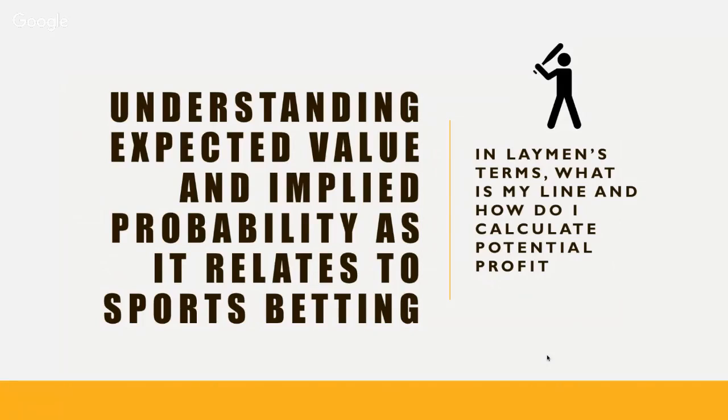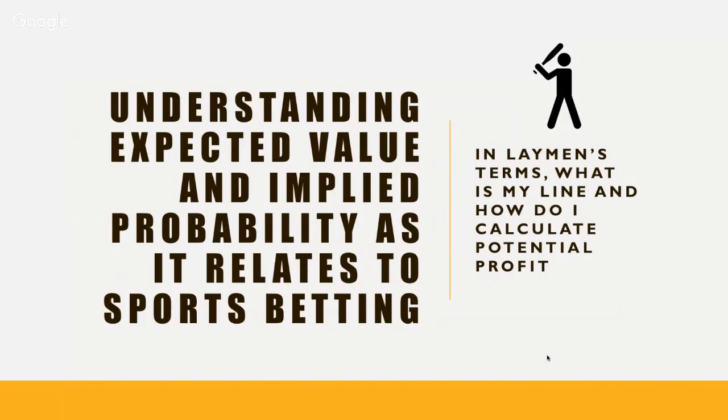I'm excited about this. A lot of content, good content. Title of the video is going to be Understanding Expected Value and Implied Probability as it relates to sports betting. In layman's terms, what is my line and how do I calculate profit potential?